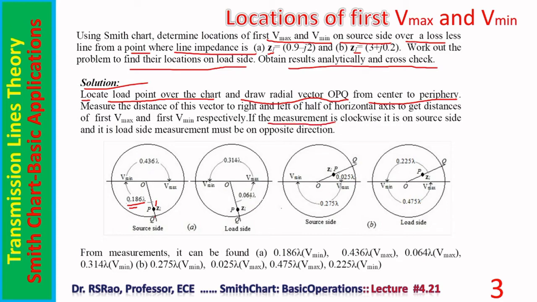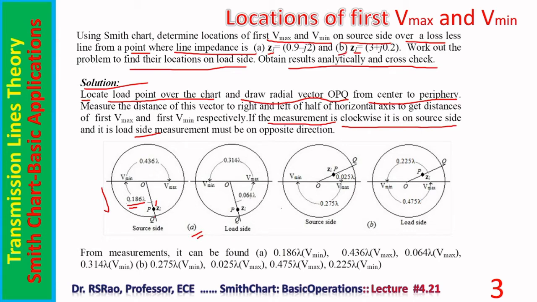If the measurement is clockwise, it is the source side. Here in this first diagram, measurement is done clockwise. So it is source side. If we want load side, then we have to measure the distances anti-clockwise. Anti-clockwise measurement gives Vmax distance equal to 0.064 lambda from load point and 0.314 lambda for Vmin from load point. This is as far as A.